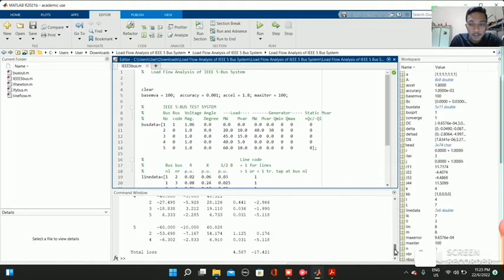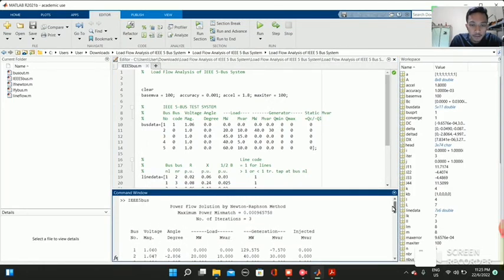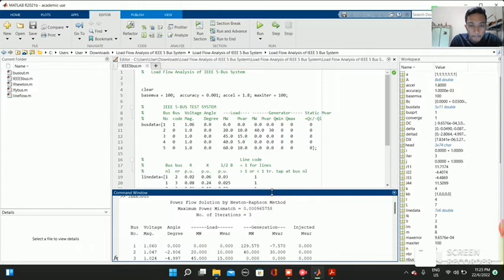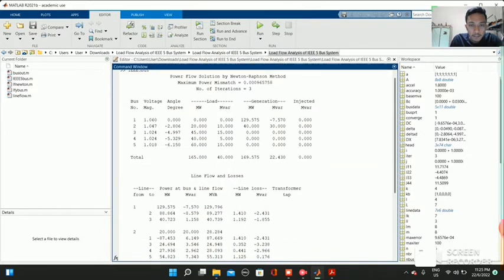And then we get the load flow analysis for the data. So this is the data for the power flow solution by the Newton-Raphson method.